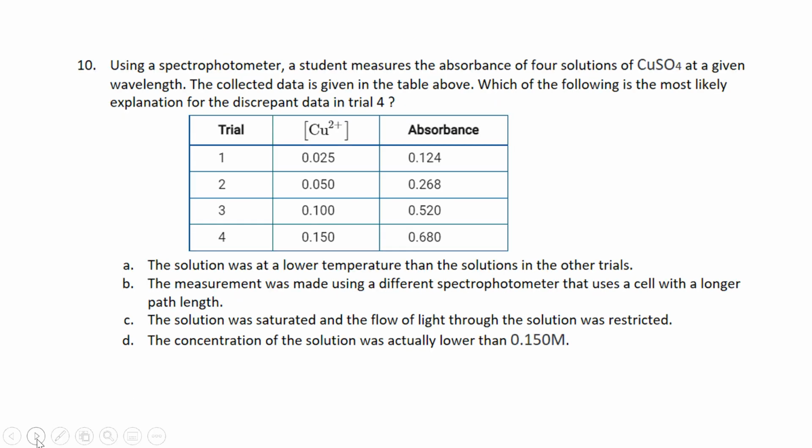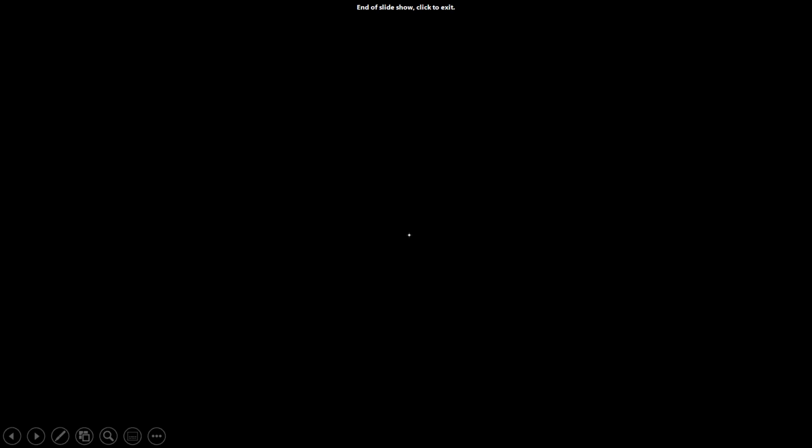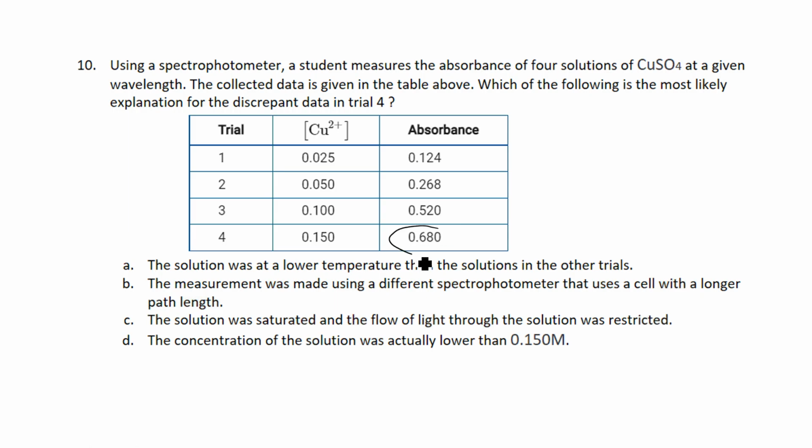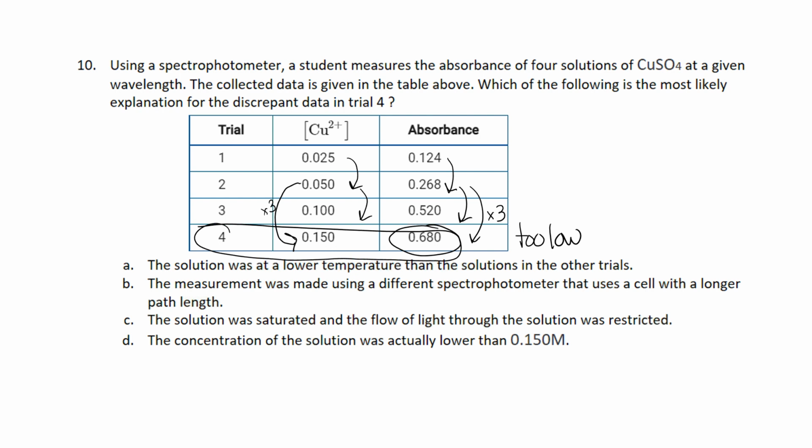All right, last one here with some error analysis. We've got another discrepancy we are trying to explain. So if we look here at this data set, trial 4 doesn't seem to fit the pattern. What we notice is, as you double the concentration, the absorbance doubles. Double the concentration, the absorbance doubles. If you go from trial 2 to trial 4, if you were to triple the concentration, we would expect the absorbance to also triple, but it does not. This absorbance is too low. It's lower than it should be. And so I'm going to find an explanation that would fit this.